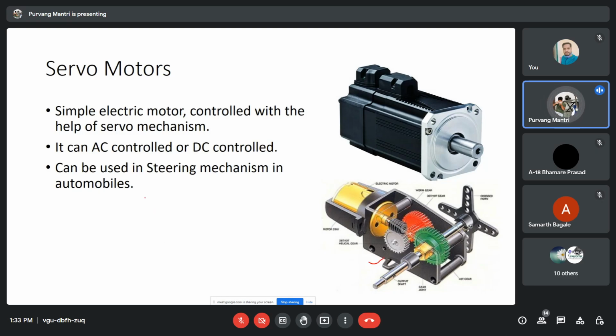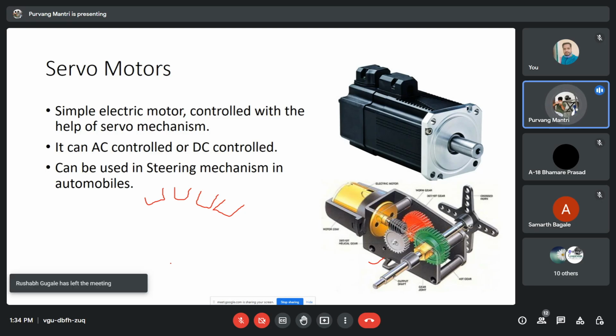Stepper motors will have multiple stator poles, and there will be multiple rotor poles. If you are aware of the design of an electric motor, there is a stator and a rotor. In a typical electric motor, there will be either 2 poles, 4 poles, or 6 poles in the stator portion. Similarly, the rotor will have only 2, 4, or 6 poles. These poles are the ones that allow the copper wires to be wound around them.